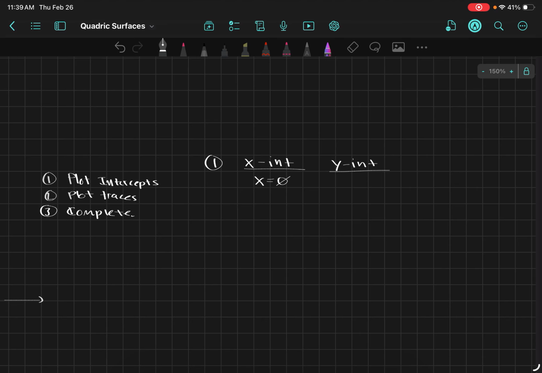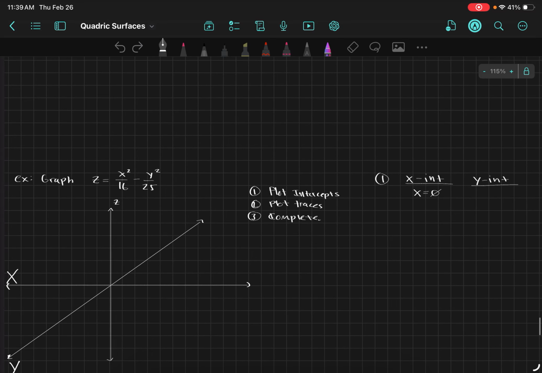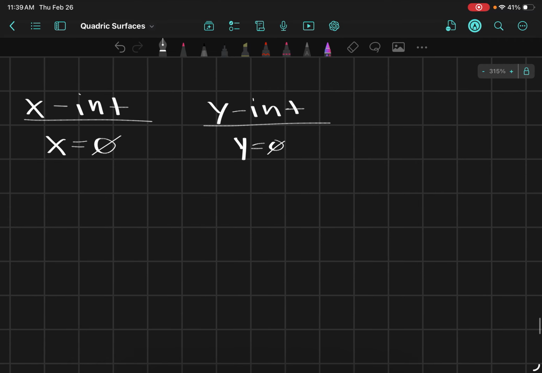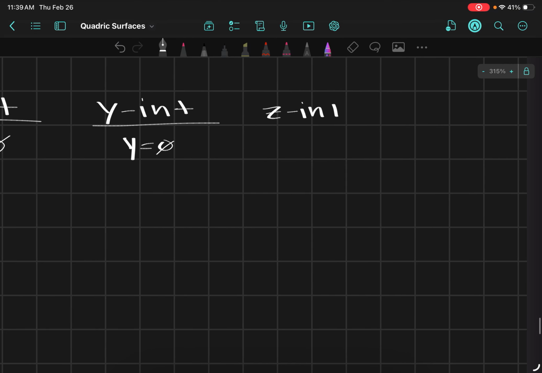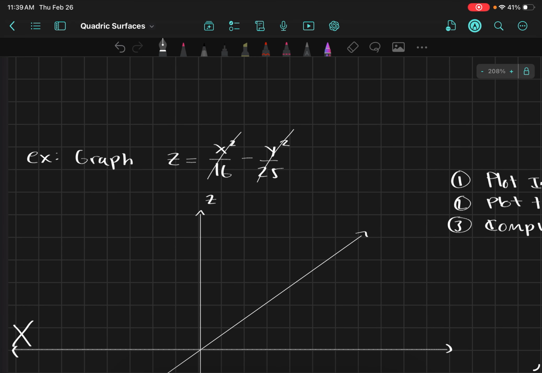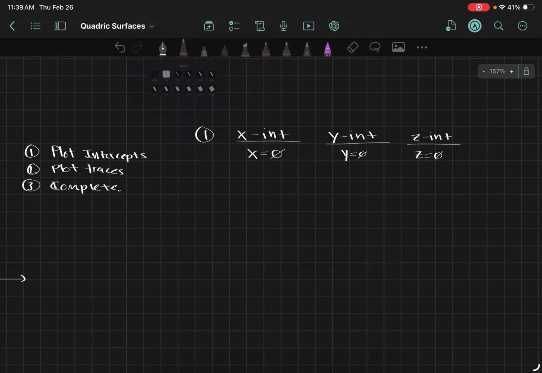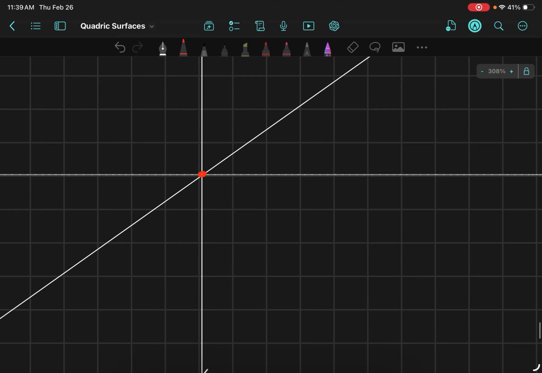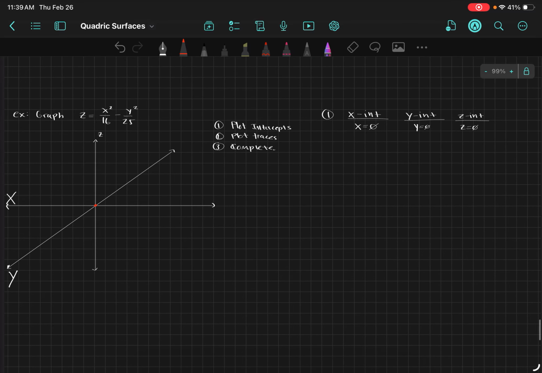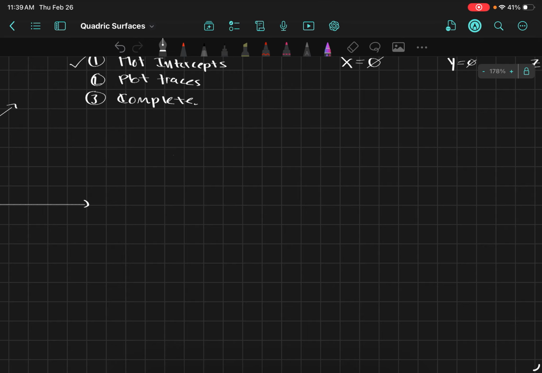Y-intercept: x and z are equal to 0. We have y squared over 25 is equal to 0, so y is equal to 0. And then we have our final intercept, our z-intercept. This is going to be the last intercept that we find. With x squared and y squared at 0, z is equal to 0. So our intercept is going to be at the point 0, 0, 0 at the origin. We'll do that in red. There we go, 0, 0, 0. Looks good.